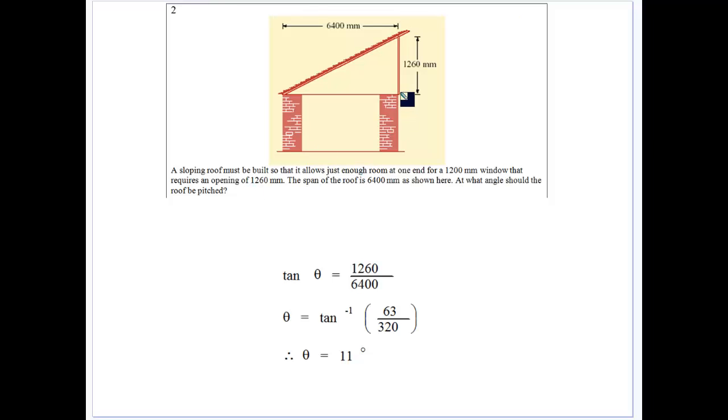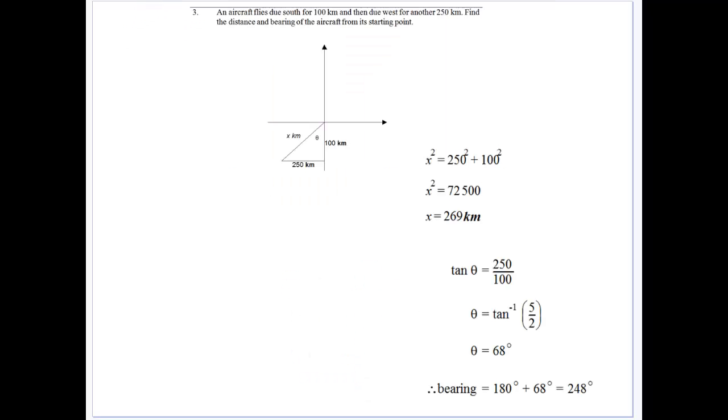This time we've got a sloping roof built so it allows enough room for a 1200mm window that requires an opening of 1260 mil. So that's going to be a 1260. Span of the roof is 6400, so 6400. So that's the length there. What angle should the roof be pitched? Well, we want the angle there. We've got the opposite. Even though it's up there, we really just have this side, which is the adjacent. So that's where we get the 1260 on 6400 and the tan ratio. And then inverse tan of 63 over 320, because that's what it simplifies down to. And the roof needs to be pitched at 11 degrees.